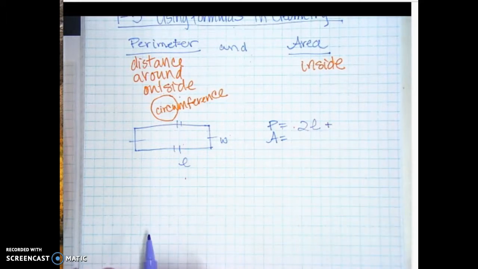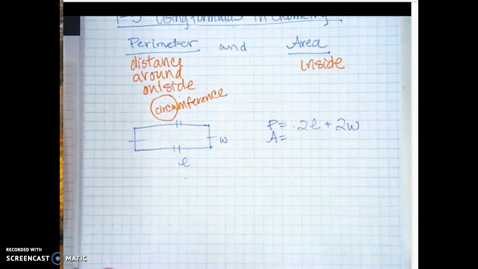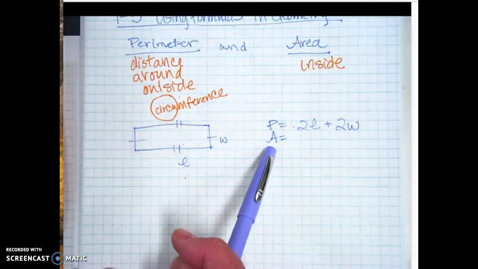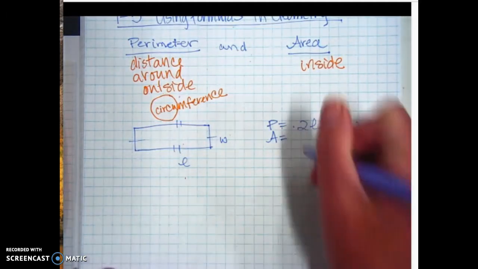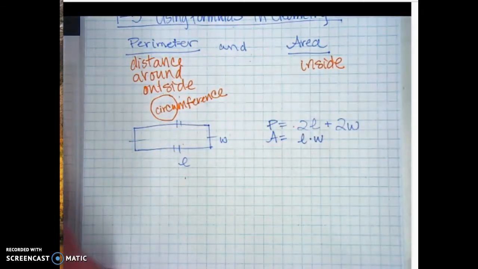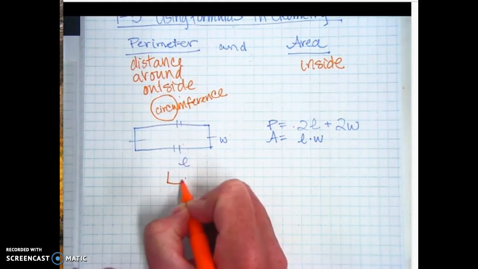How many widths do we have? 2. So 2 widths. 2 lengths plus 2 widths. Or you can write L plus W plus L plus W. You'll get the same thing. That will get you the perimeter. How about the area? How do you find the area of a rectangle? Length times width. You want to multiply them. So for perimeter, you add them. Area, you multiply them. All right.